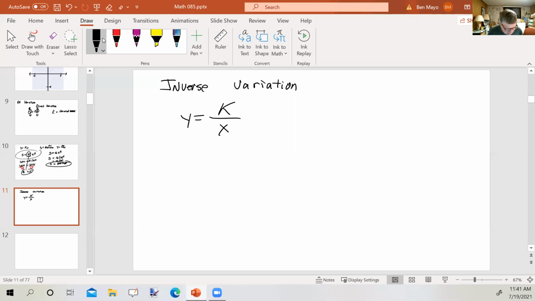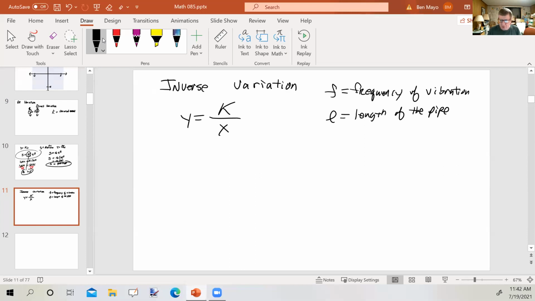Okay, so what have we got? F is going to be the frequency of vibration, and L is going to be the length of the pipe. Okay, so our two variables are F and L. F is the frequency of vibration, so how many times it vibrates, and L is how long that organ pipe is. All right, again, the frequency of vibration, so that's F, varies inversely. Now, notice k is always on top, inversely to the length of the pipe. Now sometimes instead of using the word variation, it'll say proportionally or proportional. Same idea. Okay, so F varies inversely as L.